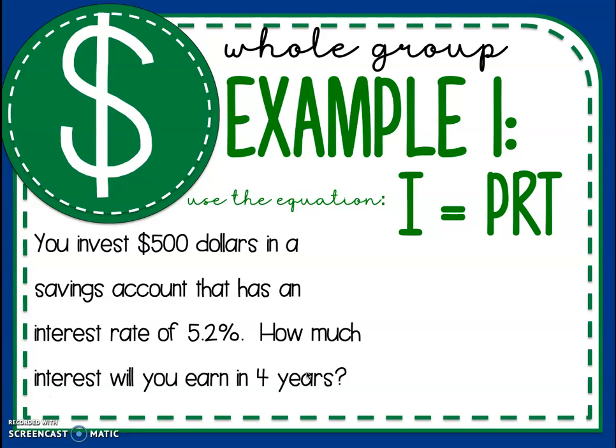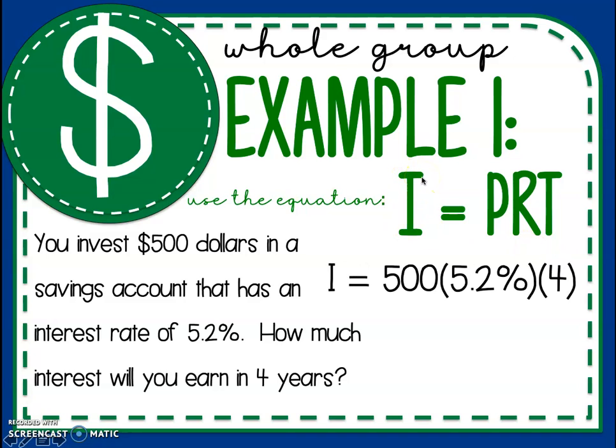Okay, then we're going to fill in what we know. We don't know what the interest is, so that's going to stay in I. Instead of a P, I'm going to put in the principal, which is $500. Instead of an R, I'm going to add in 5.2%. And then instead of T, I've got 4 years.